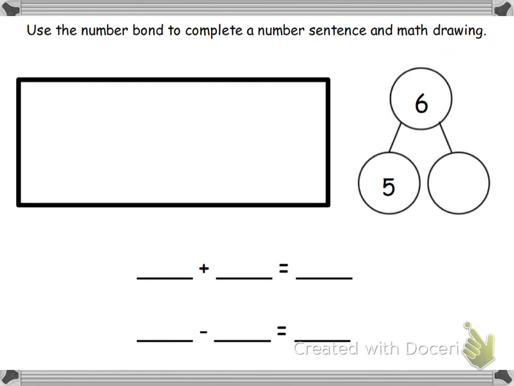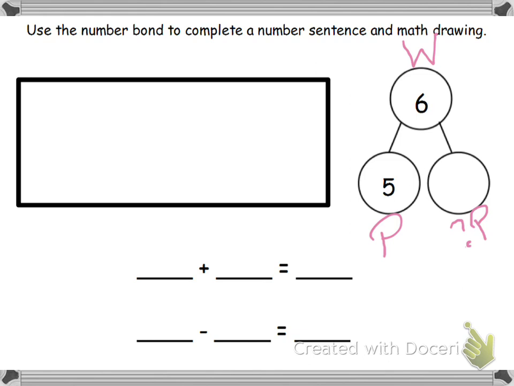Now looking at this, we can see that 6 is our whole, because these two parts are connected to it right here. That's how we know that that's our whole. Now we know that 5 is one of our parts, and we're missing this other part right here. It's our mystery part. So we can count on. We can start with 5, and then we can keep on counting until we get to 6, which is our whole. Or we can start with our whole, and we can count backwards 5 times.